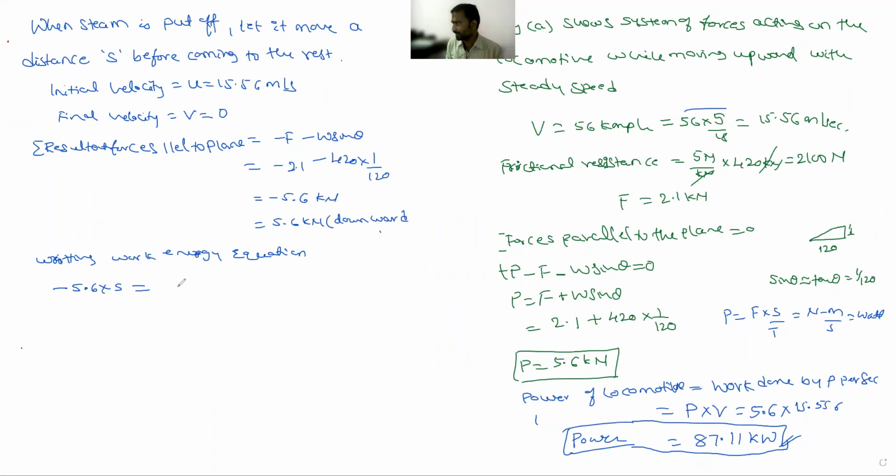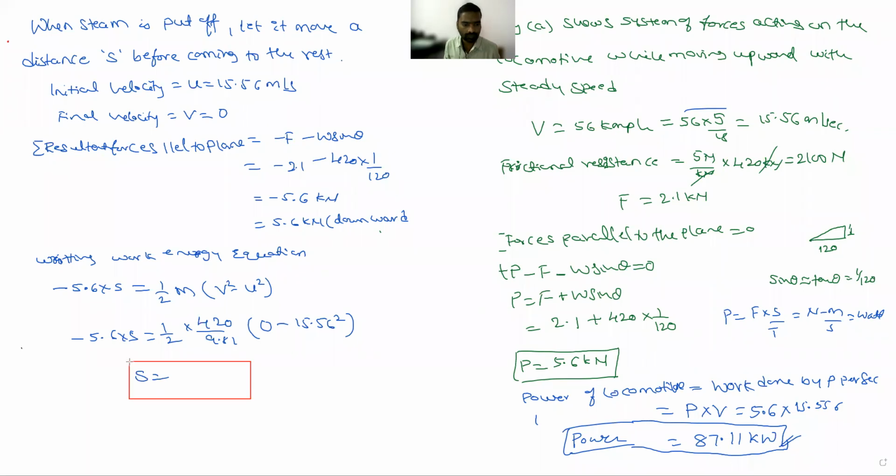What is the work energy equation? Resultant work is equal to change in kinetic energy, half m into final velocity minus initial velocity squared. What is the mass? Mass is not known, but you know the weight, so write W by g. So this is equal to 420 divided by 9.81 into final velocity, zero, minus the initial velocity, 15.56 squared. This is equal to minus 5.6 into S. Here is also kilonewton, so they get cancelled. Calculate the value of S. Yes, correct. 924.98 meter. Okay, so this is the answer required.